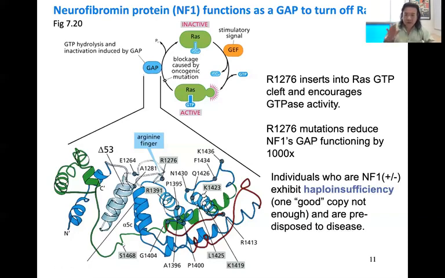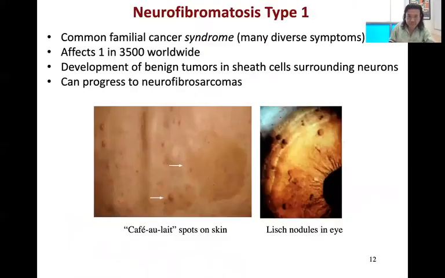So individuals who are NF1 heterozygous, plus/minus, exhibit a phenomenon that we call haploinsufficiency, meaning even though they are still heterozygous, the fact that they are only down to one good copy and have one defective copy is not enough, because they are predisposed to getting the disease. So this is the disease, neurofibromatosis type 1.